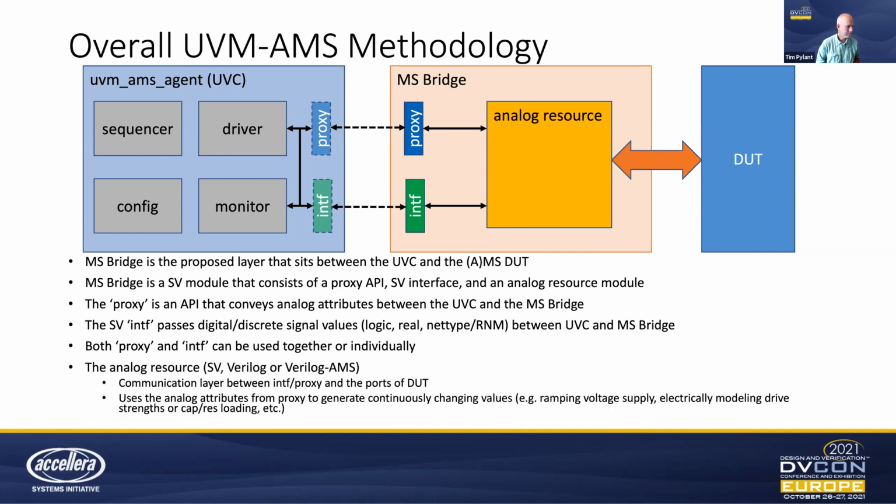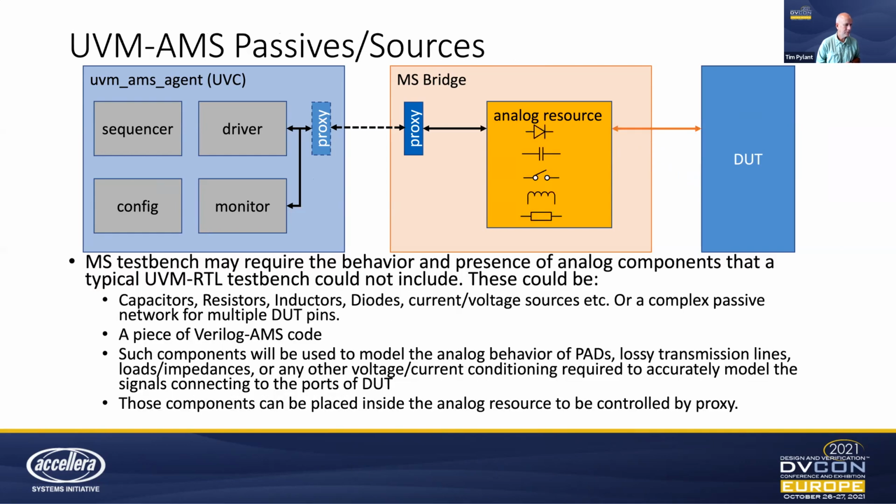And then again, that analog resource is typically going to be Verilog-AMS if you need to generate an analog type waveform driving into an electrical, or it could be SystemVerilog or Verilog. There's no restriction on the analog resource, whereas the MS bridge itself is SystemVerilog because it does need to work with the class-based proxy. So I'll talk about that in this next slide.